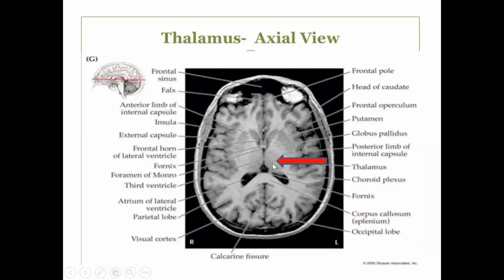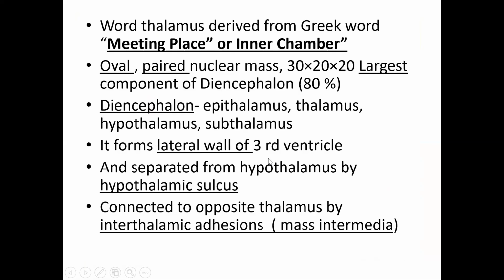Again, in a different MRI view, you can see the thalamus, shown by the arrow. The two thalami are connected with each other. The word thalamus comes from a Greek word meaning meeting place, or inner chamber. That means all the sensory and motor information is carried via these thalamic nuclei, except the olfactory pathway. Other than the olfactory pathway, all sensory information is carried through the thalamus, and all motor information is carried via the thalamus, and that's why it is called the meeting place or inner chamber.